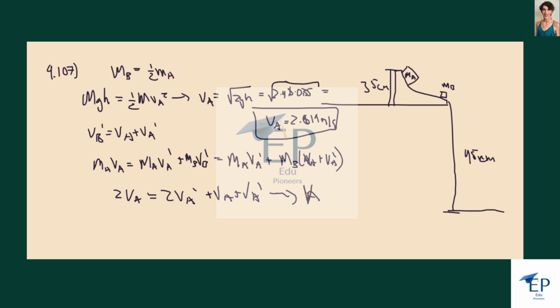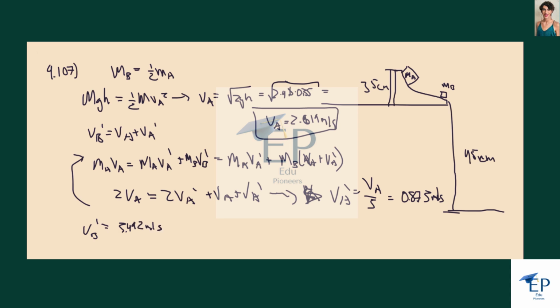Or, oops, that was bad. VA prime equals VA over 3. And that is, as we found right here, 0.873 meters per second. Okay. So that's VA prime. So now VB prime from this equation we can easily find out as 3.492 meters per second.